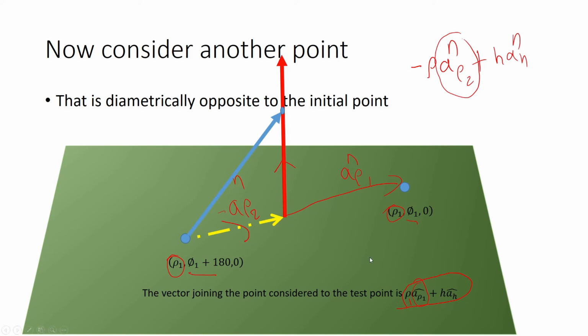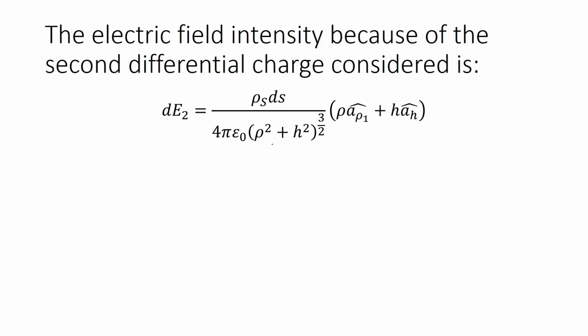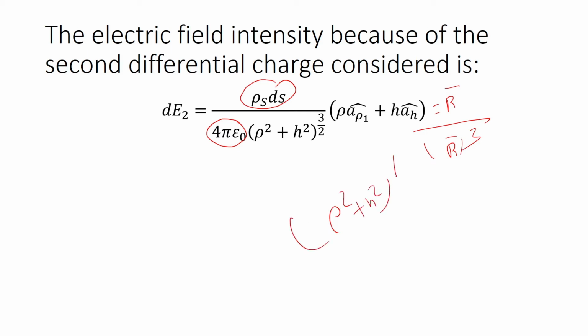Again, the electric field intensity because of this would be q by 4 pi epsilon, r bar by mod r bar cube, right? Again, mod r bar is rho square plus h square to the power of 1 by 2, whole cube. Again, rho square plus h square to the power of 3 by 2.